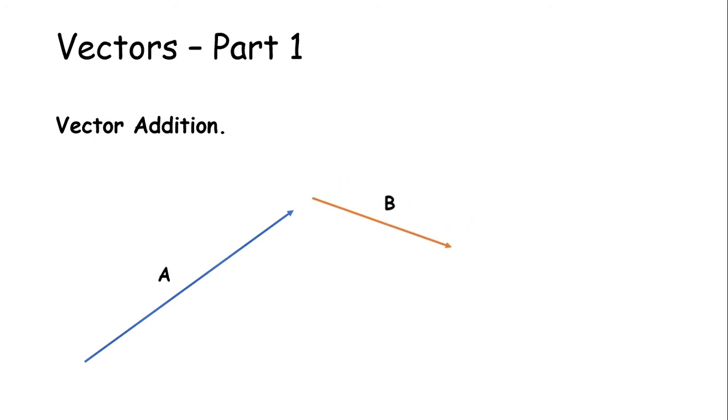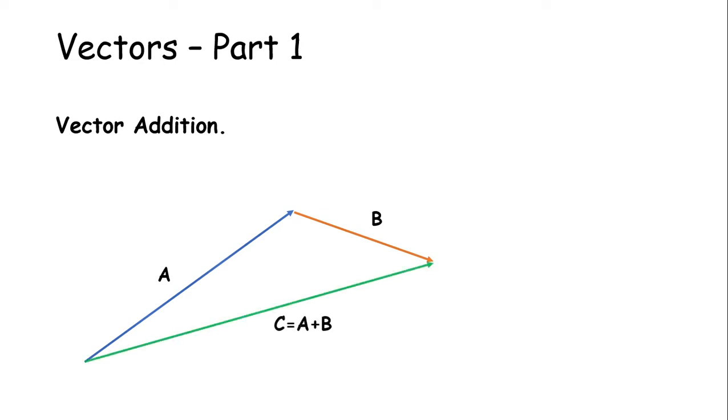Graphically, we can do this by joining the two vectors, by joining the tail of B to the head of A, and therefore we see that this is equivalent to starting at the tail of A and ending up at the head of B. This is in itself a displacement that we can describe by another vector. We call this vector C, and this vector is the sum of the two vectors A plus B.